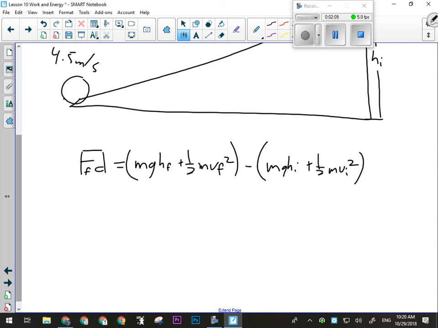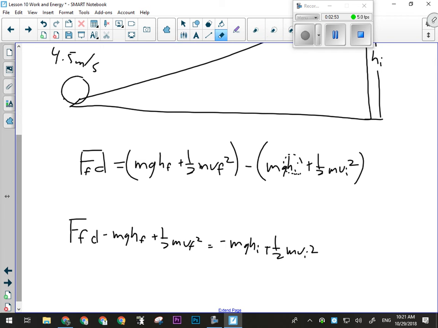All right, so the first thing I want to do is know that I'm solving for HI here. So I'm going to move the mghf, the whole final energy, over to this side by subtracting it, because right now it's positive. So I'm going to bring it over to this side, and I'm going to have that the work done minus the final energy should give me the initial. And in this case, that'll work. So work minus mghf plus 1/2 mvf squared equals our negative mghi plus 1/2 mvi squared.